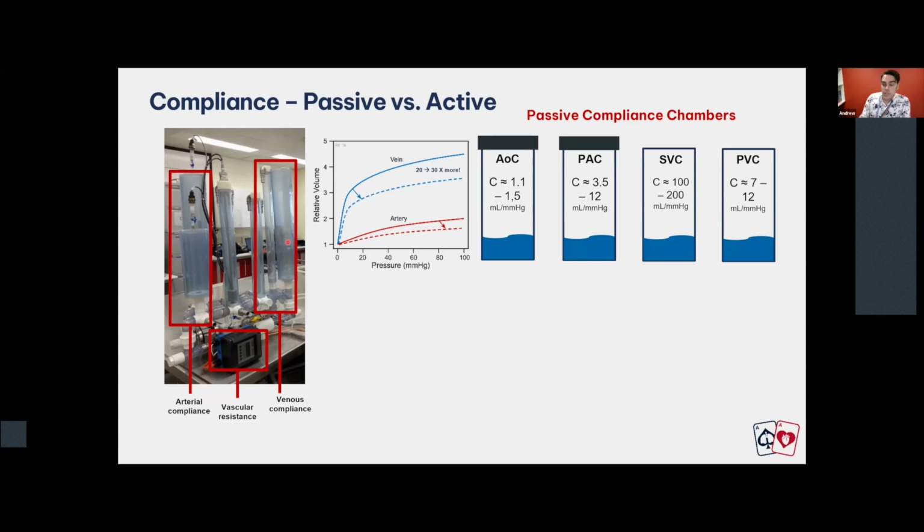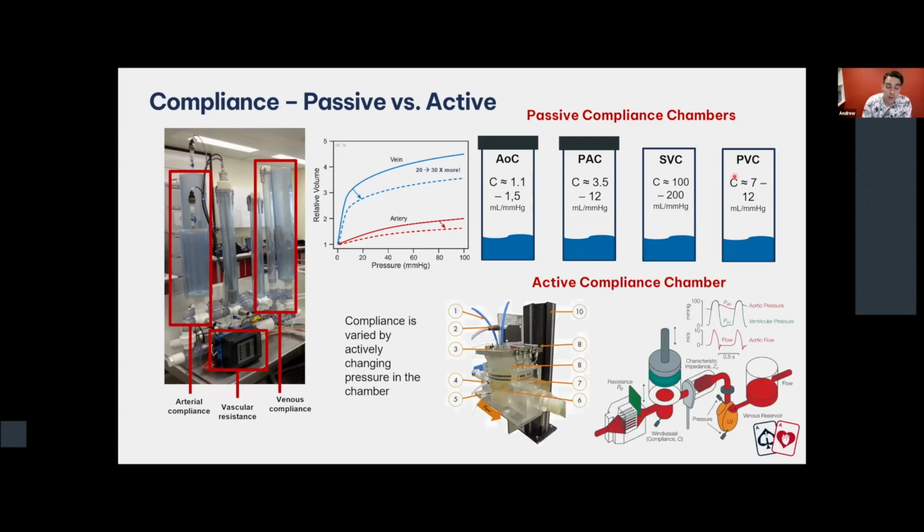That's represented by an open to air chamber, where all your compliance is just a single value. Because what that means is the only resistance you have to pushing volume into the chamber is the change in hydrostatic pressure as that chamber gets fuller and fuller and more pressure pushes down, opposing volume coming in. Our pulmonary venous compliance, which is this little one back here, is about 7 to 12 millimeters of mercury.